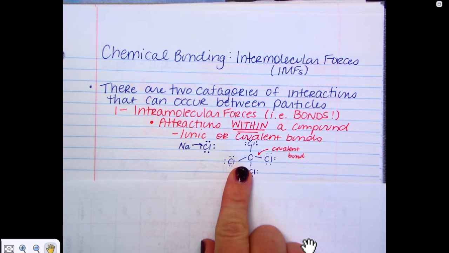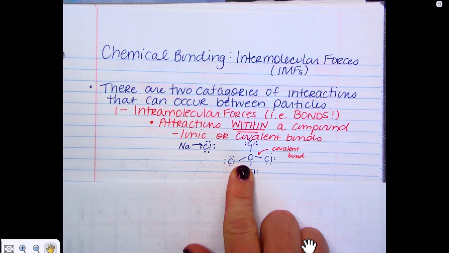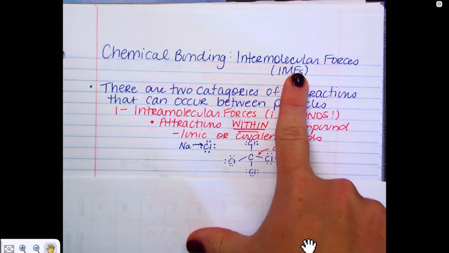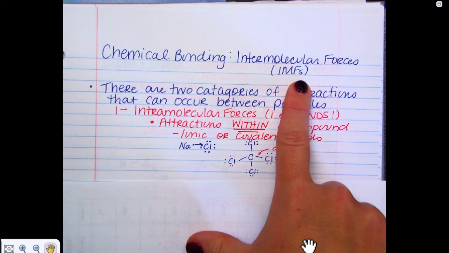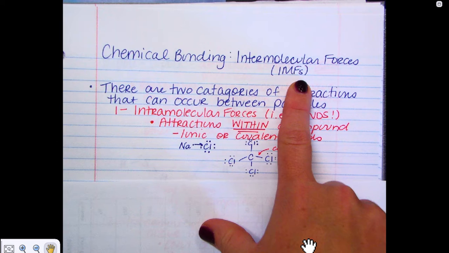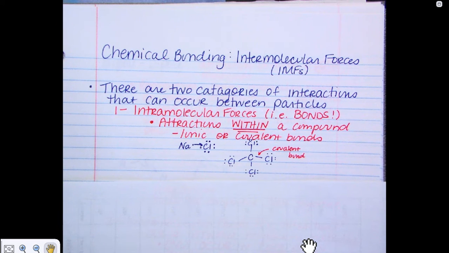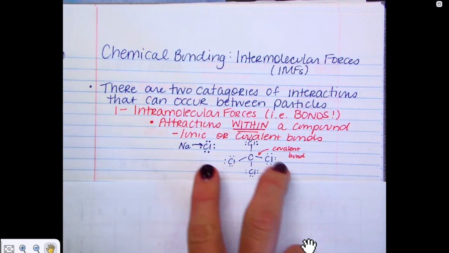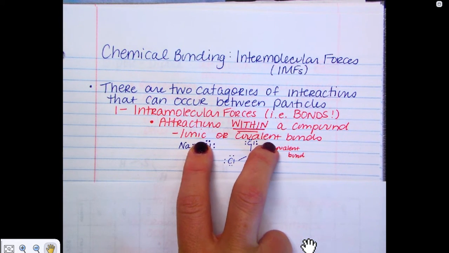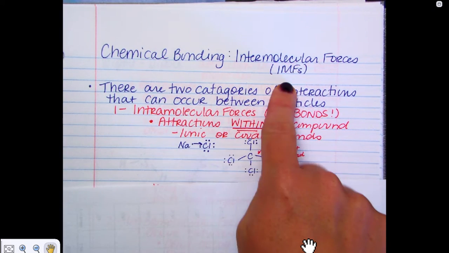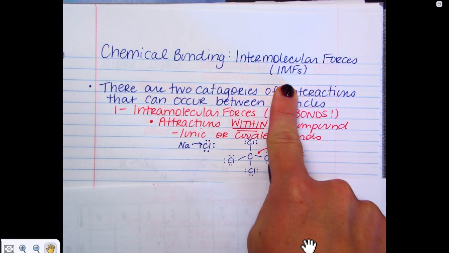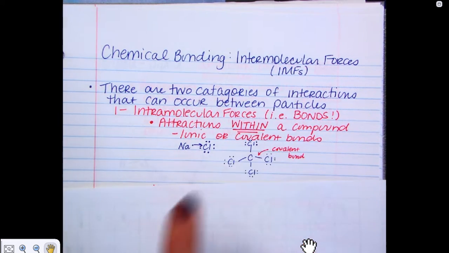And both of these types of bonds are going to be significantly stronger than these intermolecular forces or intermolecular attractions that we're going to talk about in this video. So keep that in mind. In the hierarchy of strength, these are both going to be stronger than any of the IMFs, that's what I'll call them for short, that we're going to talk about.